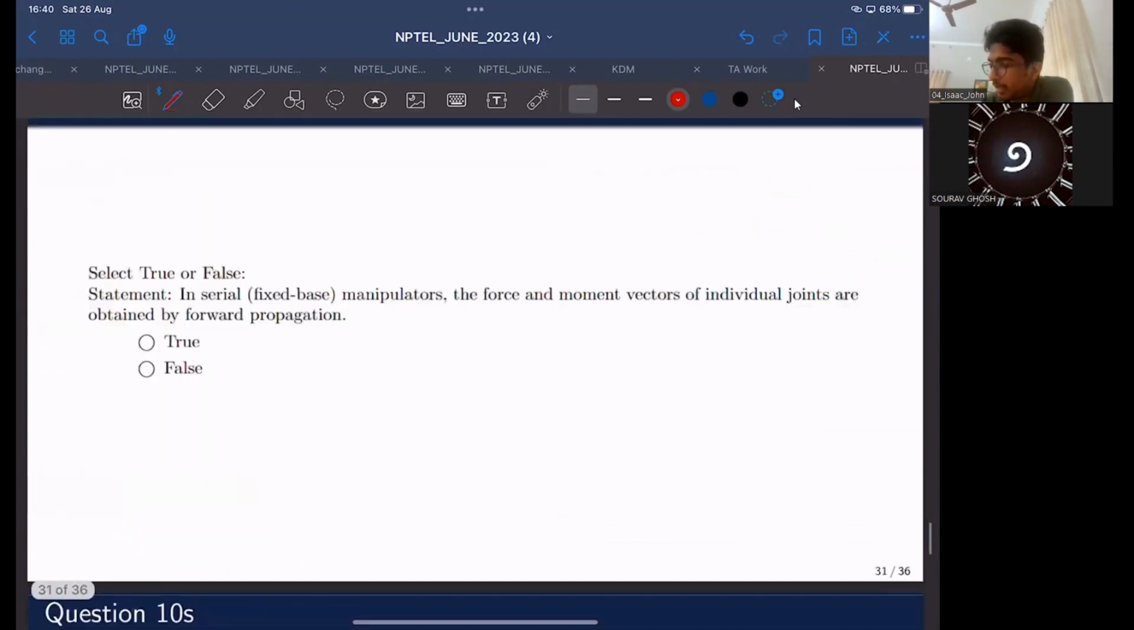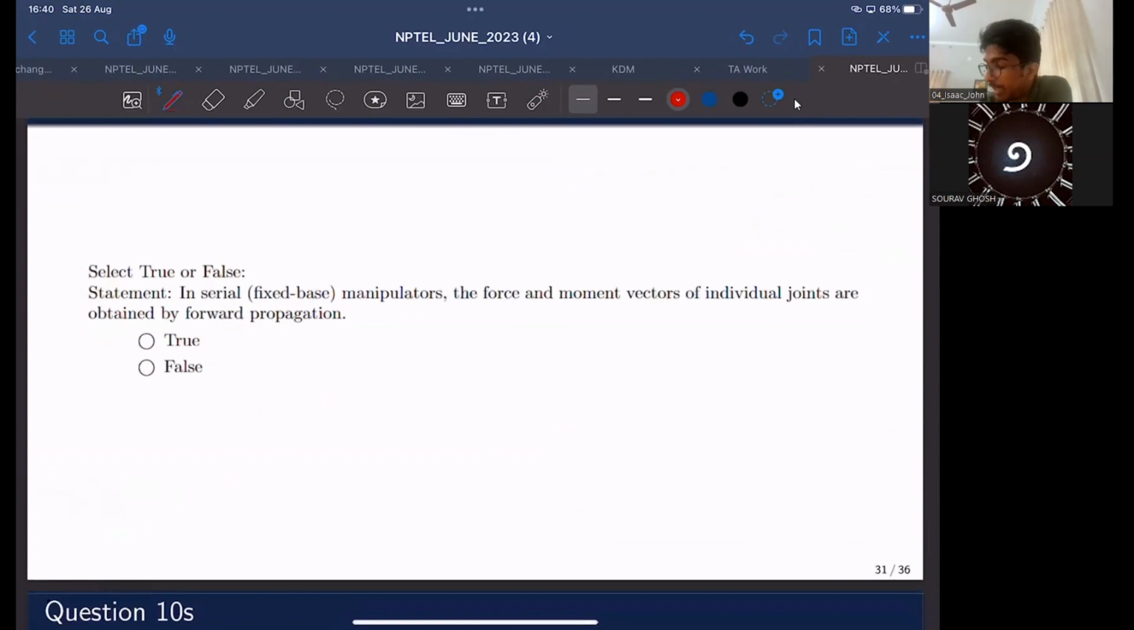Moving on to question 10, it says, in serial or fixed base manipulators, the forces and moment vectors of individual joints are obtained by backward propagation. Forces and moments by forward propagation. That is what the question says. So we have seen a similar question at the beginning of the session. Forces and moments are always obtained through backward propagation. It's not forward, it's backward. So in that regard, the answer is false.